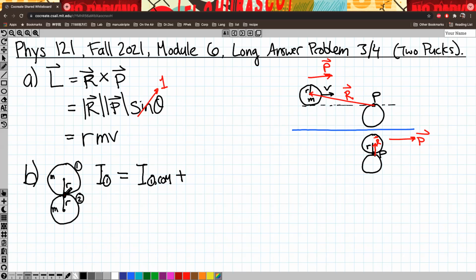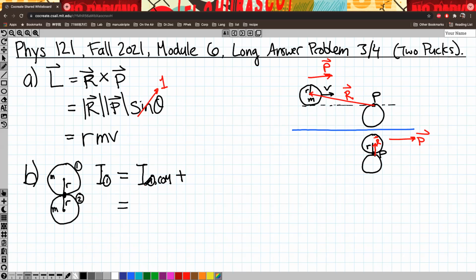All right. So do you know the moment of inertia about the center of mass of a disk? Oh, I see. Okay, so for the first puck, it would be a. Okay, so it's two things. It's the inertia in its center and the inertia at the pivot point or the center of mass.